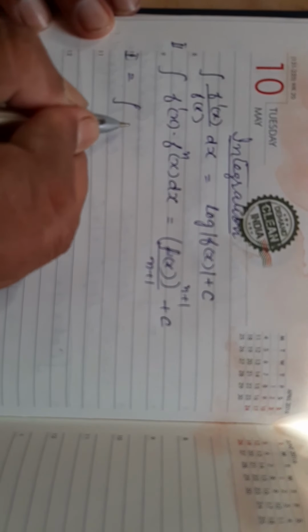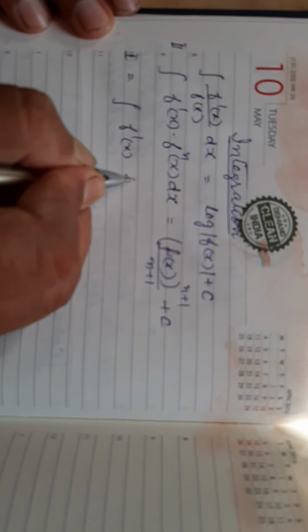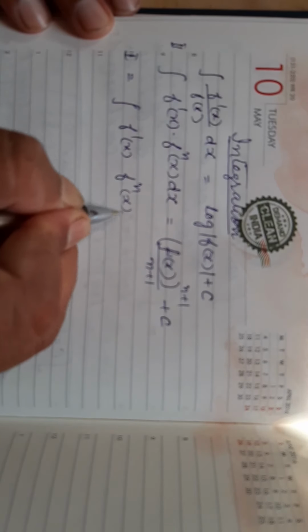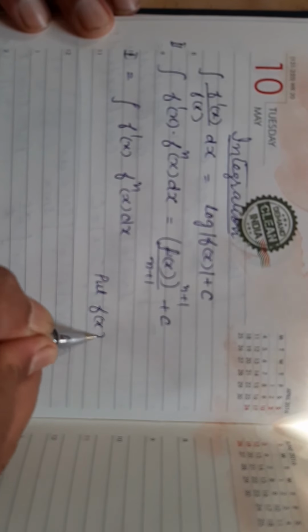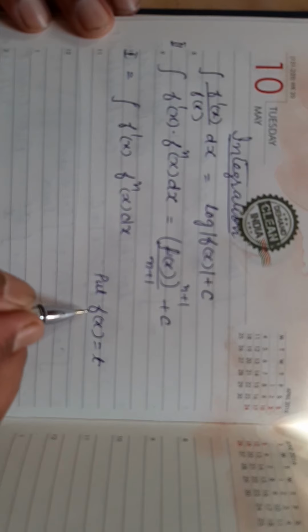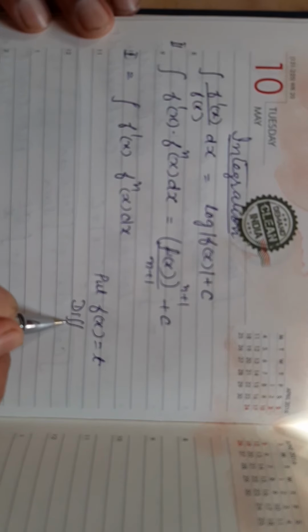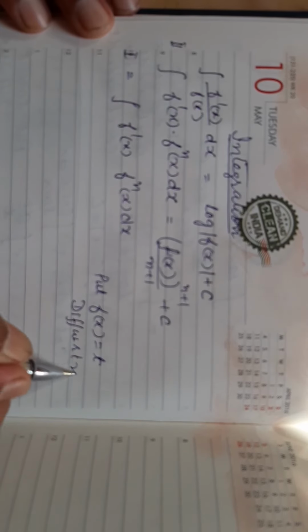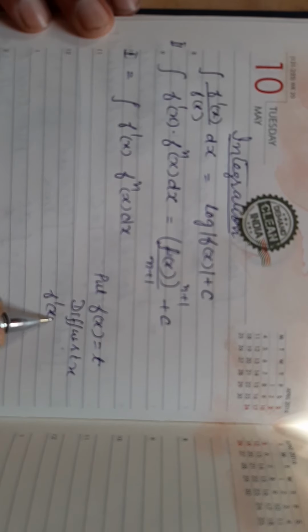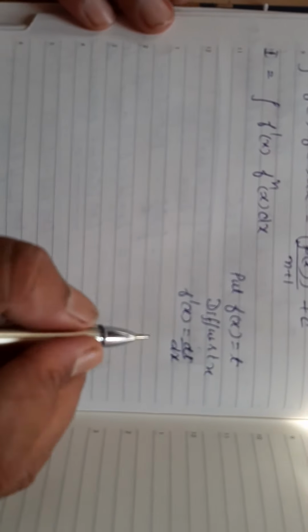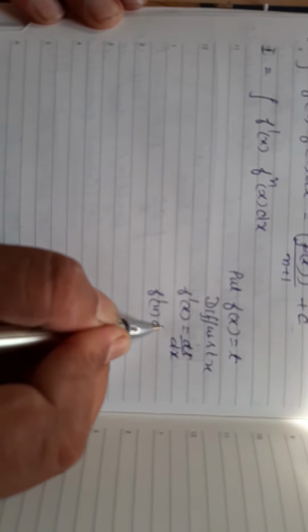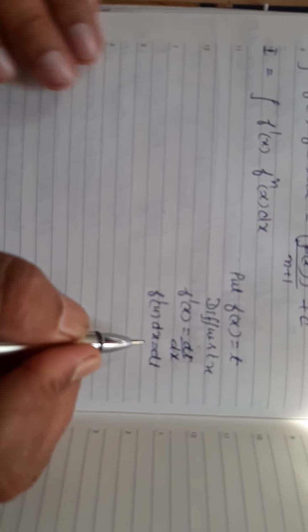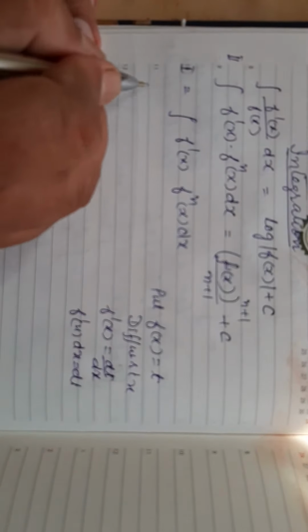First we prove integration of f dash x into f x raised to power n into dx. Put f x is equal to t. Then we differentiate this with respect to x. f dash x is equal to dt upon dx, and f dash x dx is equal to dt. And now see here, substitute the value here.